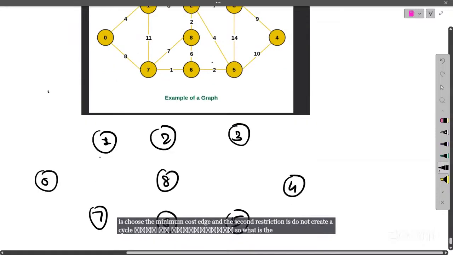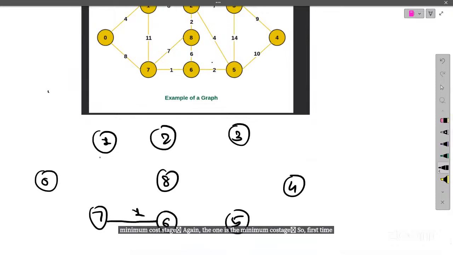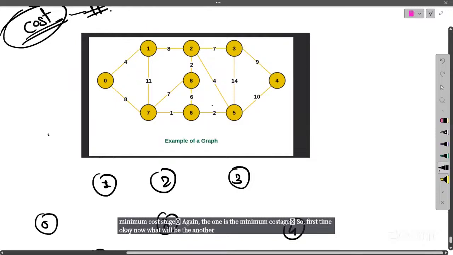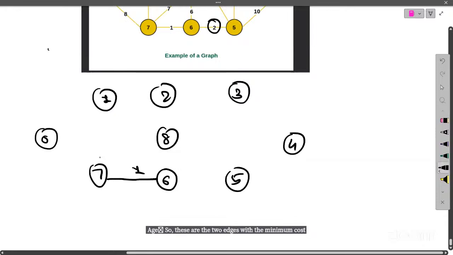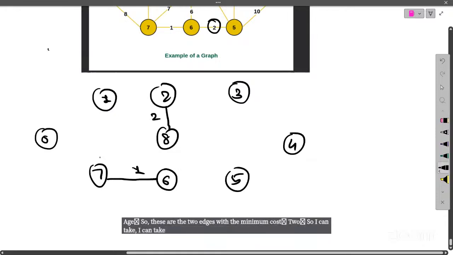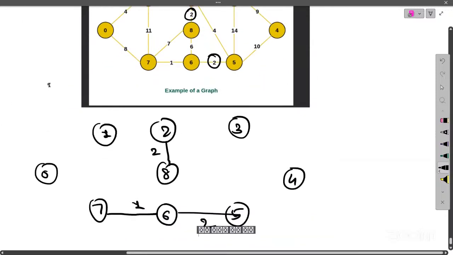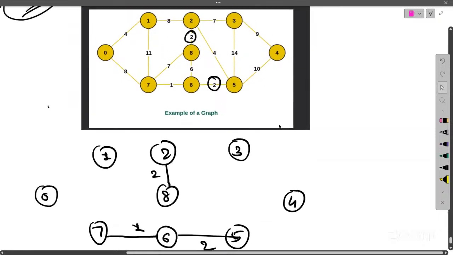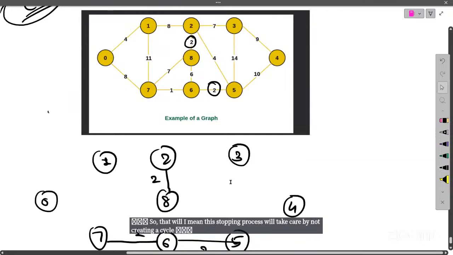So what is the minimum cost edge? Again, the 1 is the minimum cost edge. So first I'll append this one. Now what will be another minimum cost edge? These are the two edges with minimum cost 2. So I can take first this edge and then this edge. We have to do this process until all vertices get connected. The stopping is taken care of by not creating a cycle. So let's move ahead.